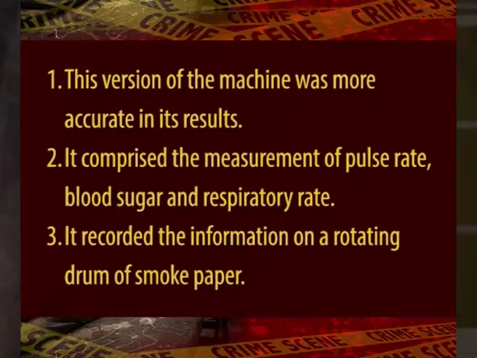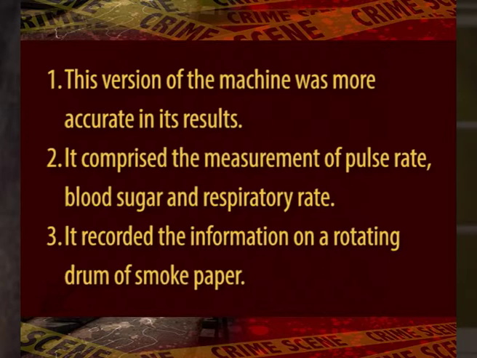The prototype of polygraph was invented by Mackenzie in 1902. It was John Larson, a medical student of the University of California, who is credited for the development of the modern polygraph in 1921. The basic features of the polygraph invented by Larson were: this version of the machine was more accurate in its results. It comprised the measurement of pulse rate, blood sugar, and respiratory rate.